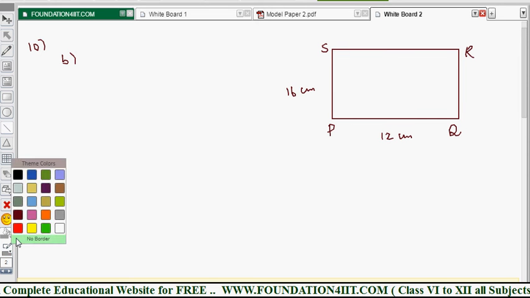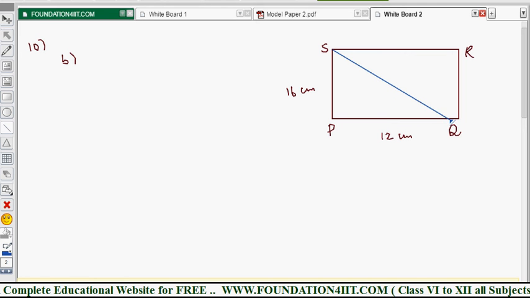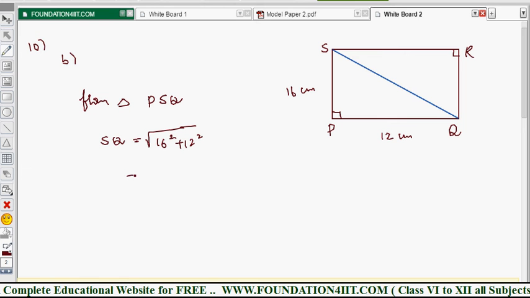Now let us take the line S to Q, and this is perpendicular, right? This is the opposite angle, so 90 degrees. Now we can find the SQ value because of the right angle triangle. From triangle PSQ, SQ is equal to the square root of 16 squared plus 12 squared. So Pythagoras theorem applied: 16 squared is 256, 12 squared is 144, and adding both, the square root of 400 is 20 centimeters. That is SQ, 20 centimeters.